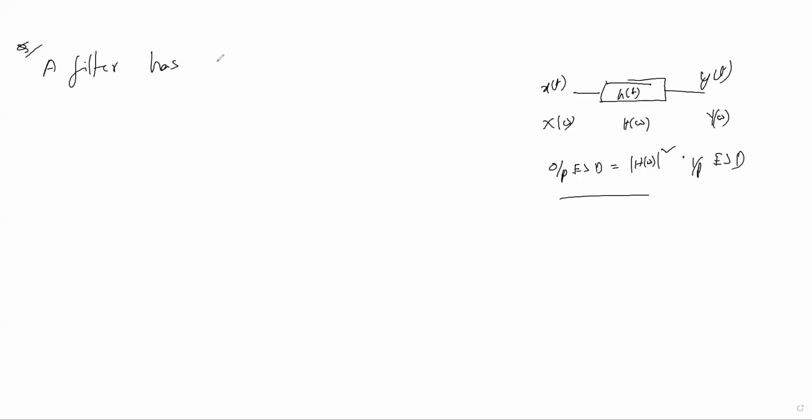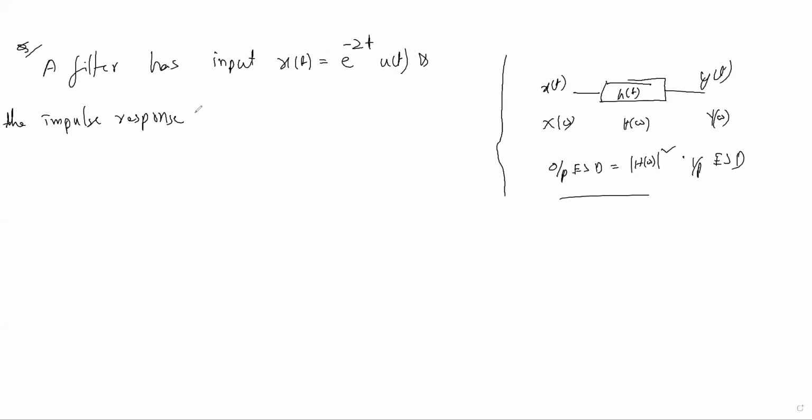that has input as x(t) equal to e to the power minus 2t u(t). Okay, and the impulse response h(t) is given as e to the power minus t u(t).